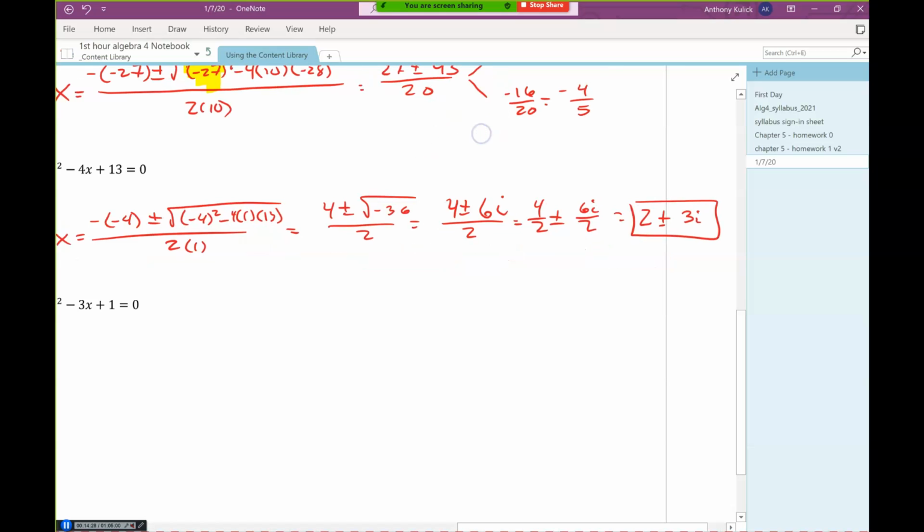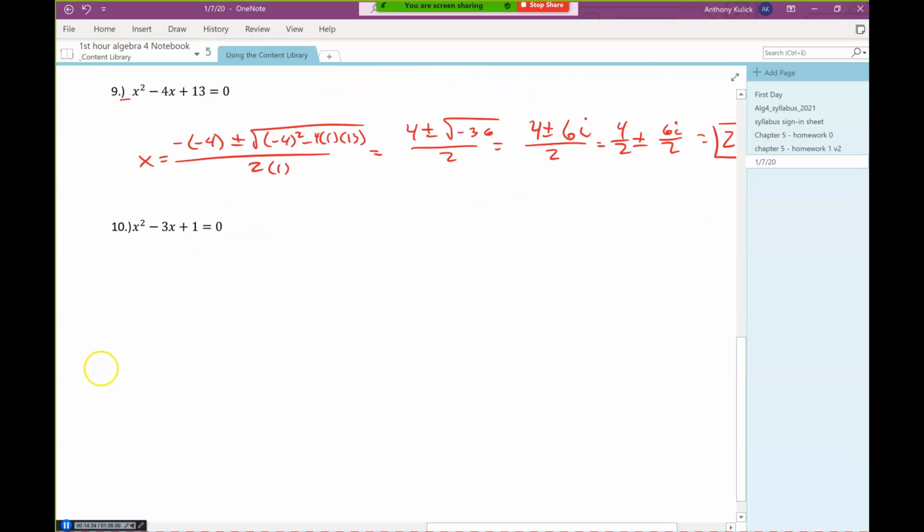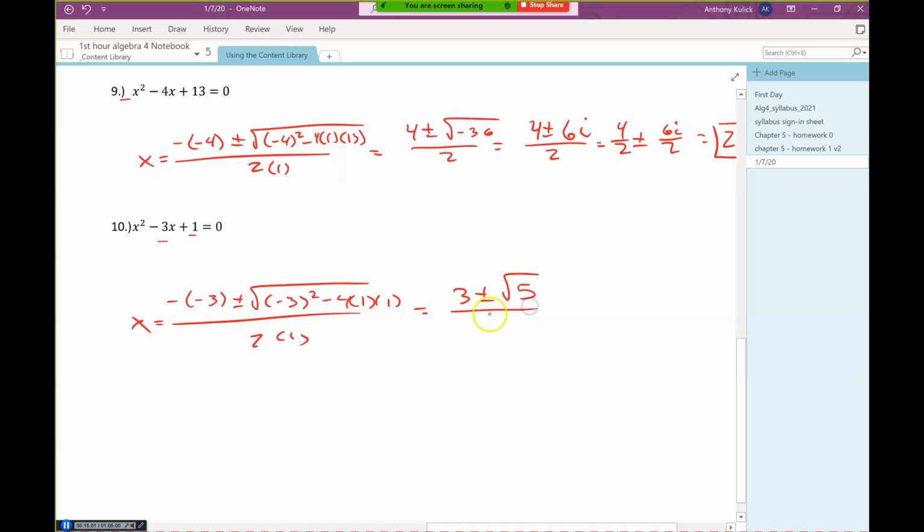Okay. And then our last one, same sort of situation, leading coefficient is 1, so maybe I can factor this. So it multiplies to give me 1, adds to give me negative 3. Nope, that doesn't work. So better use the quadratic formula then. So negative 3 squared is 9. 4 times 1 times 1 is 4. 9 minus 4 is 5. And the square root of 5 can't be simplified any further. So this is as good as we can do.